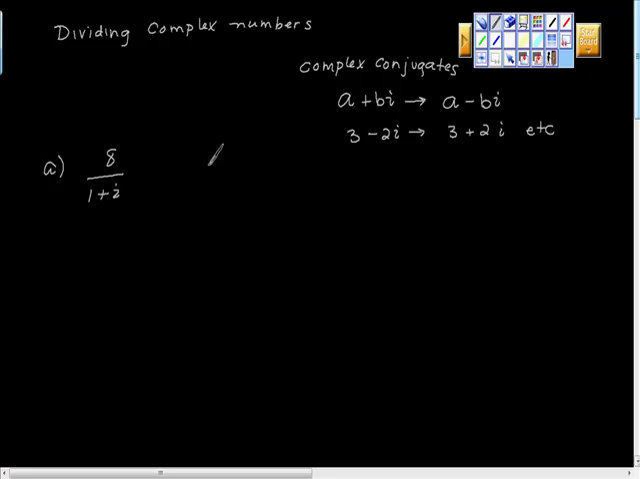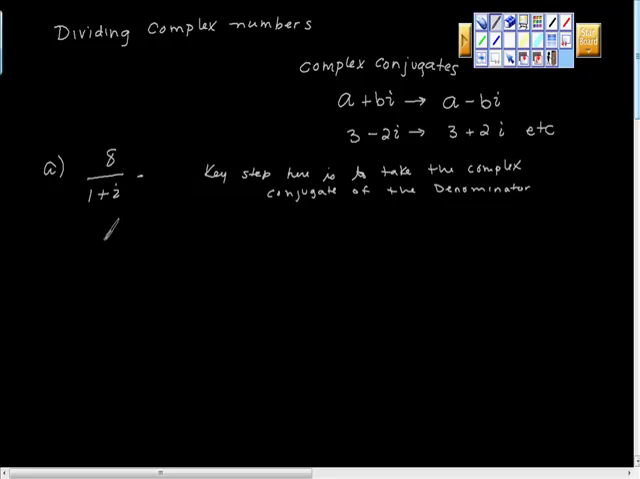Okay, I just want to write this key step. The key step here is to take the complex conjugate of the denominator. If I could spell denominator, that would be even better. Of the denominator. Right? So the complex conjugate of the denominator.